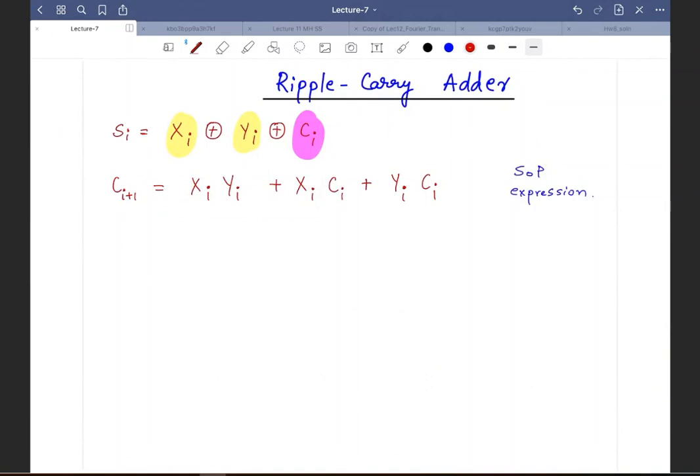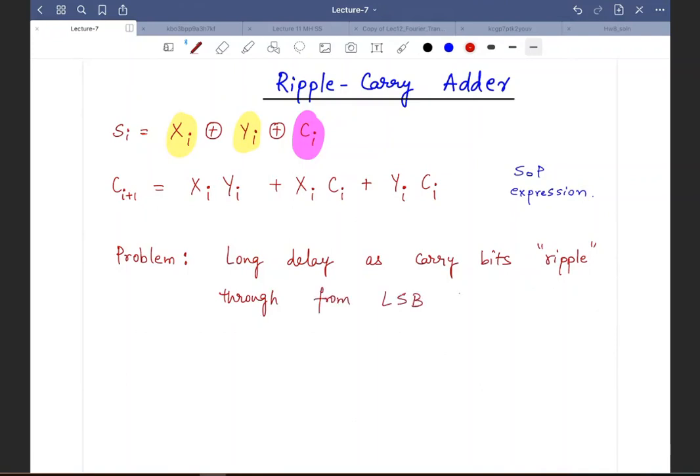Now, clearly, if I'm waiting for c sub I plus 1, I need to wait for c sub I, right? I would need to wait for I minus 1, and for I minus 1, I would need to wait for I minus 2 and so on, right? So that carry will always slow me down, right? So let me write down the problem here. Problem with ripple carry adder is long delay as carry bits ripple through from least significant bit to most significant bit.